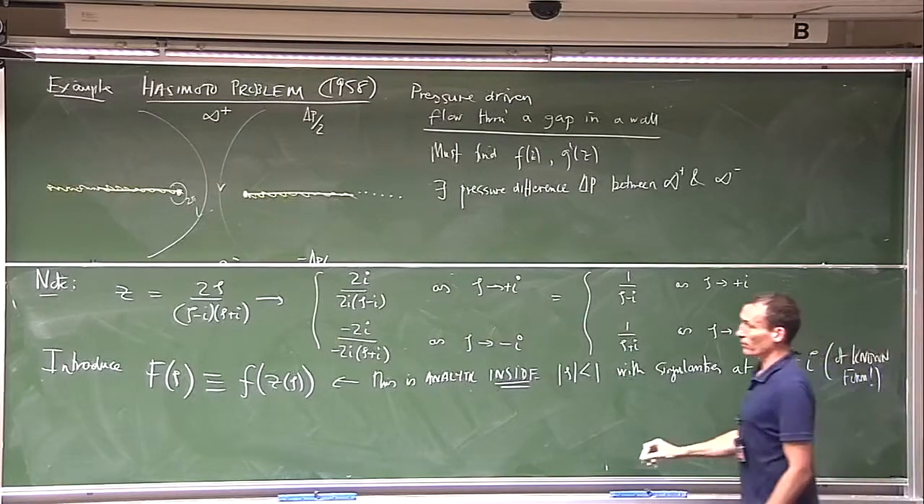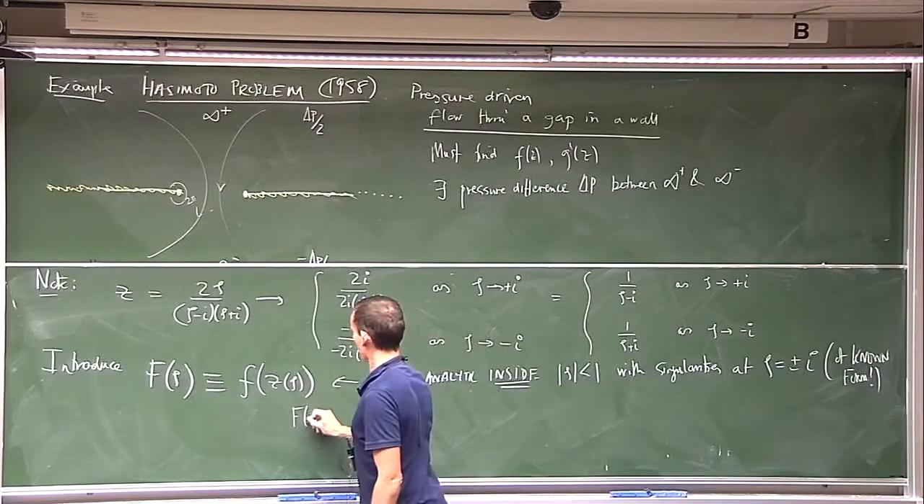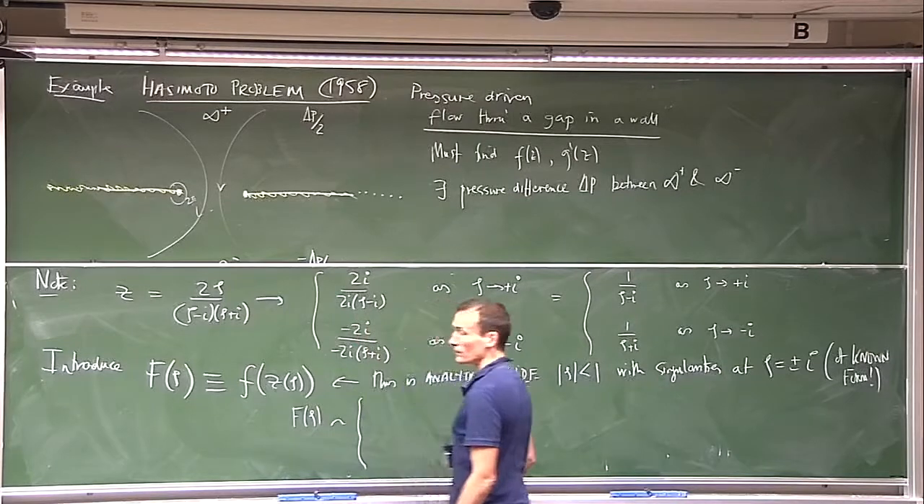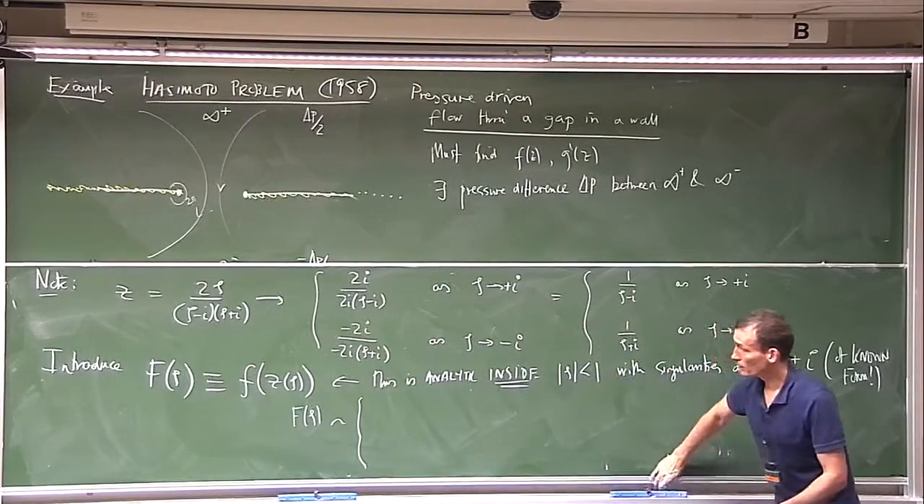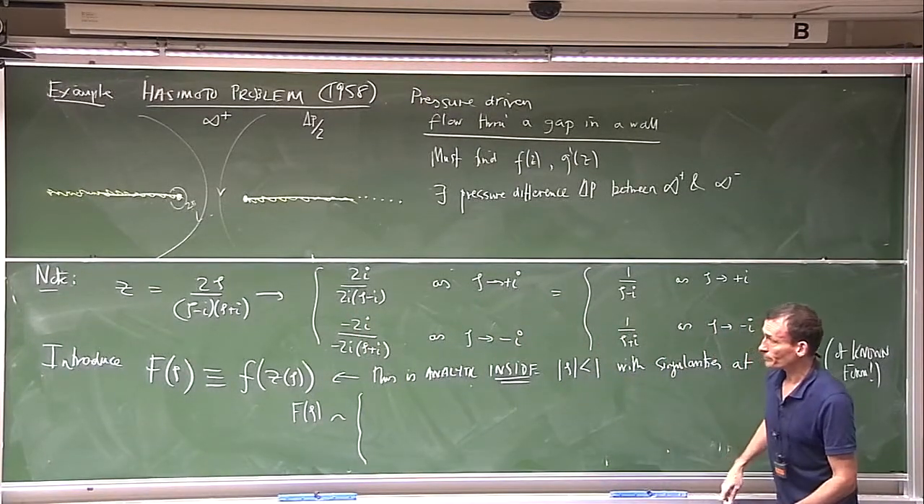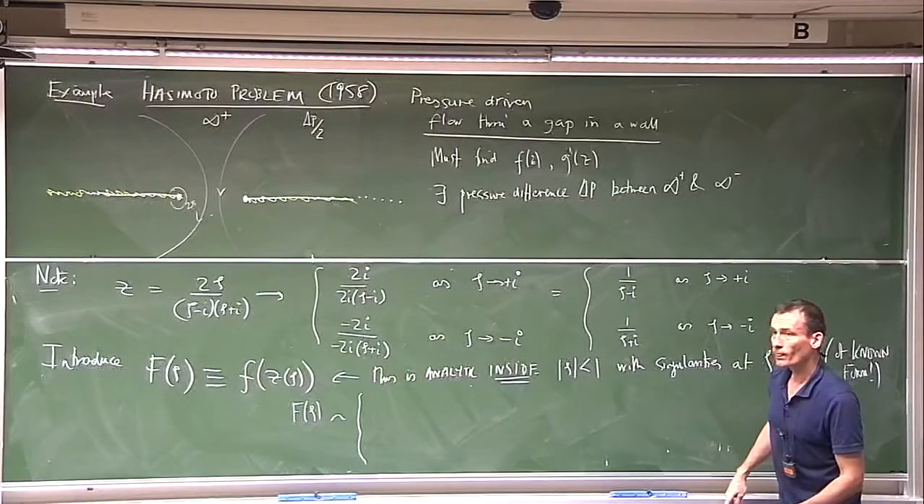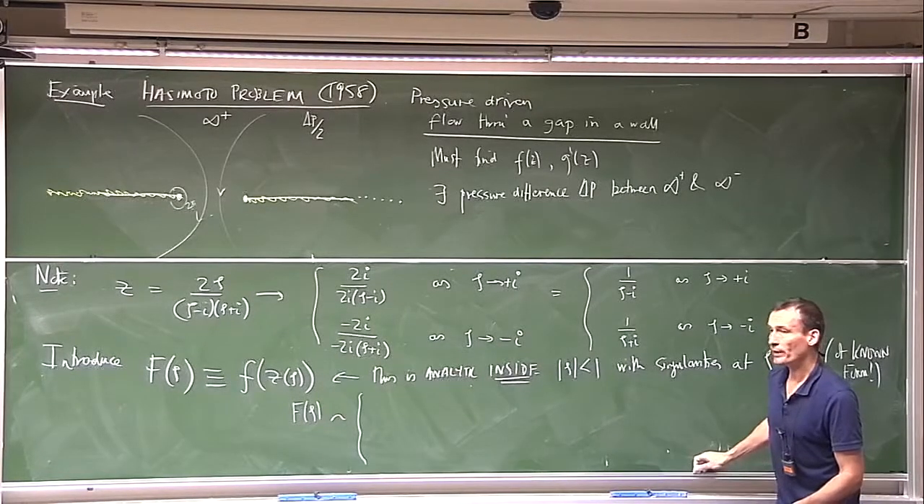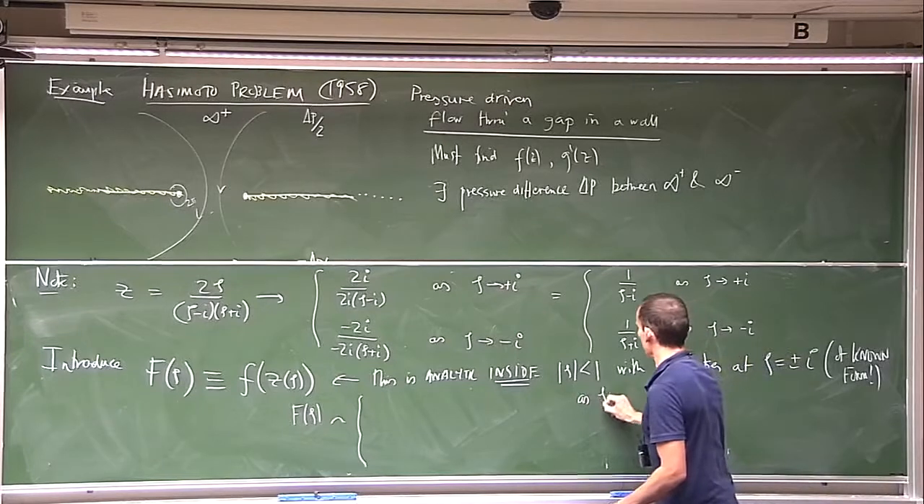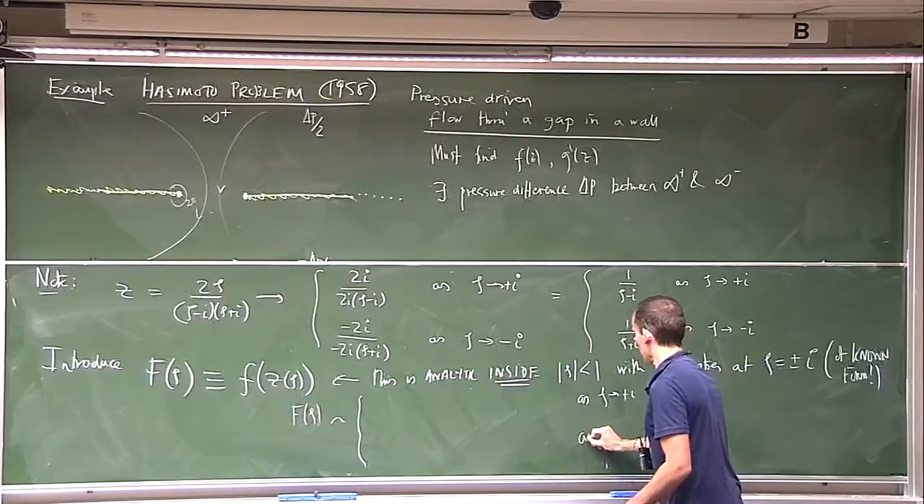In fact, let's write them down. Who can tell me what the behavior of these things is as zeta tends to plus i and as zeta tends to minus i?